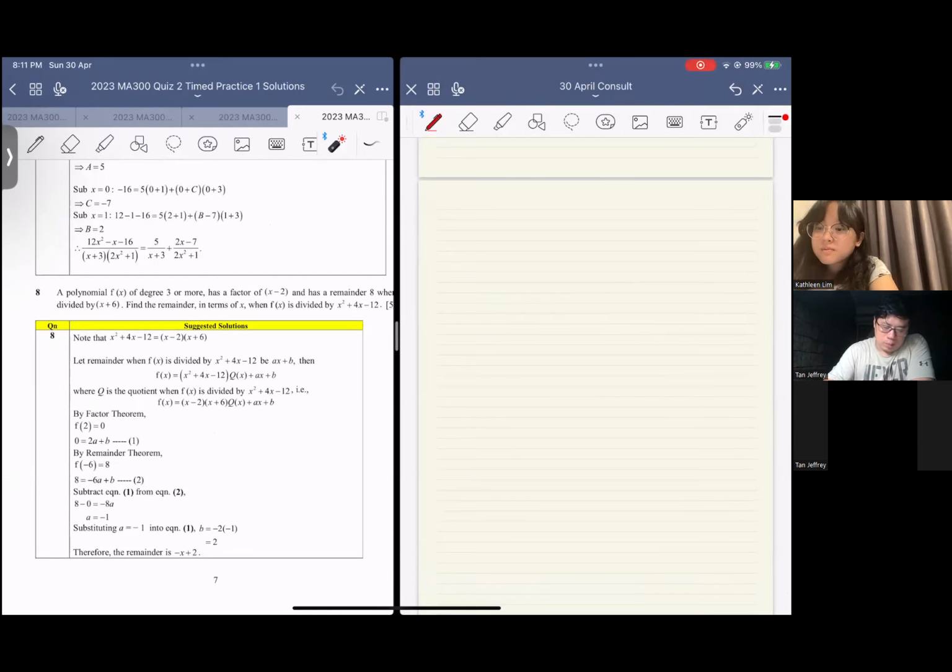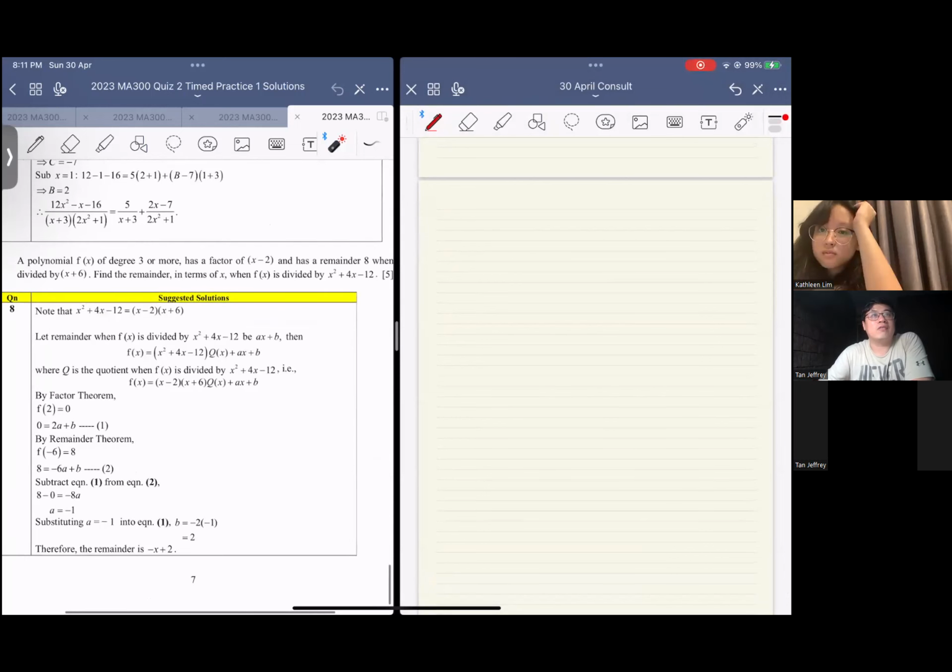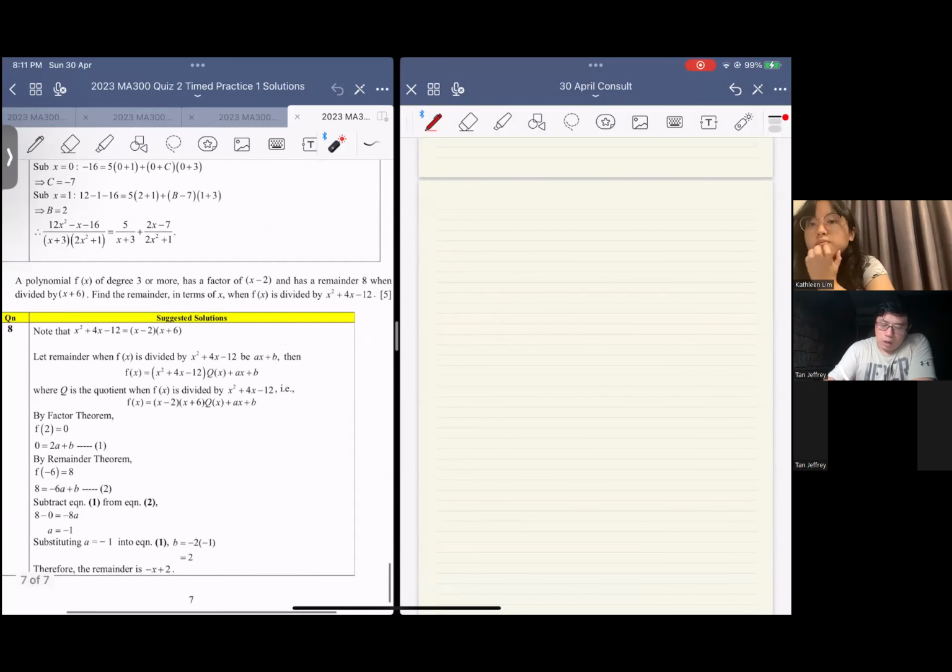Here the polynomial of degree 3 or more has a factor of x minus 2. So when we say this f(x), this information tells us, by the remainder slash factor theorem, that if I substitute x equals 2, my answer will be 0.